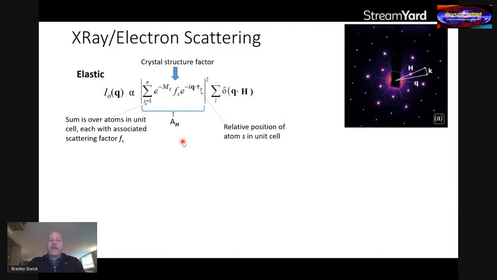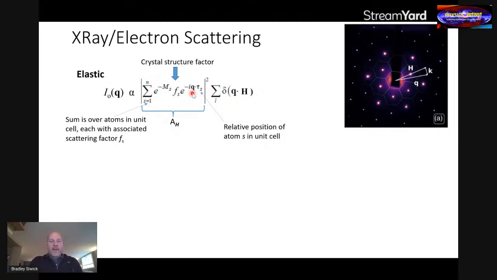Normally, if you go to a crystallography textbook, you don't see what I just showed you on the previous page. What you see instead is a description for that factor A of H, which is given in an atomic basis. It's given as the sum over all of the atoms inside of the unit cell that make up the three-dimensional crystal structure. So that A of H is expanded into an atomic basis where you sum over all of the atoms inside of the unit cell.